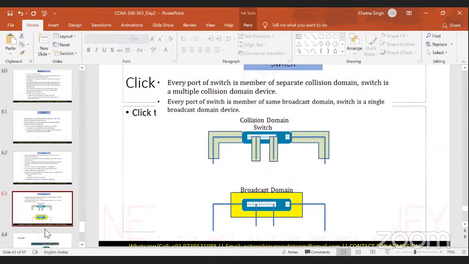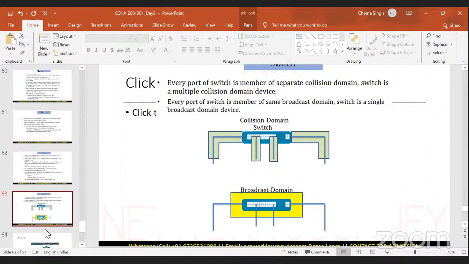Now, what do you mean by separate collision domain? Whatever collision happens at one side of the port does not travel to the other side of the port. The collisions are kept separate. Whatever is happening at one end does not travel to the next end so as to disturb the other communication happening inside other ports. So we say that it has multiple collision domains.